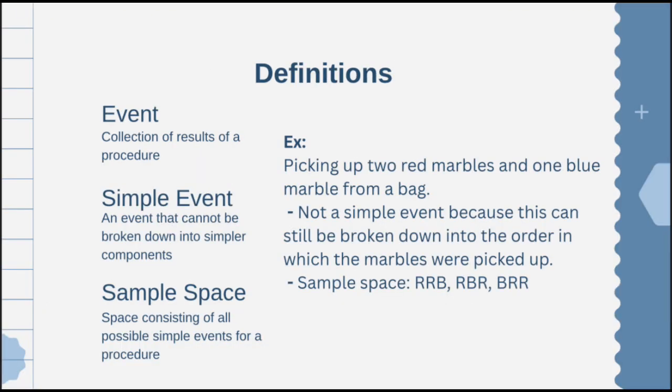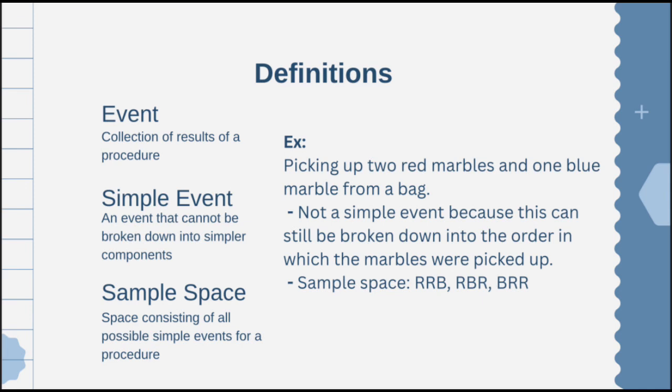So to define, an event is a collection of results from a procedure. And the events can be simple or not. A simple event is an event that cannot be broken down into simpler components. An example of an event that is not simple would be picking up 2 red marbles and 1 blue marble from a bag. This is not a simple event because there's still the order that it could be broken down into. So, for example, picking up a marble in the order red, blue, red would be a simple event.